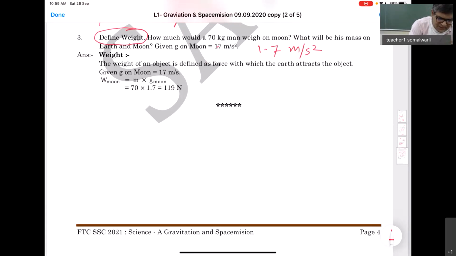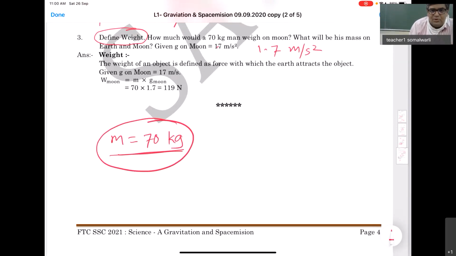Now, let's come to the second part of the question. It is given that the mass of the person, that is m, is 70 kg. And we know that mass does not change with location. Anywhere you change your position in the universe, mass is not going to change. So whether you are on the Earth or on the moon, the mass is going to remain 70 kilograms. There is no change in the mass with changing location.